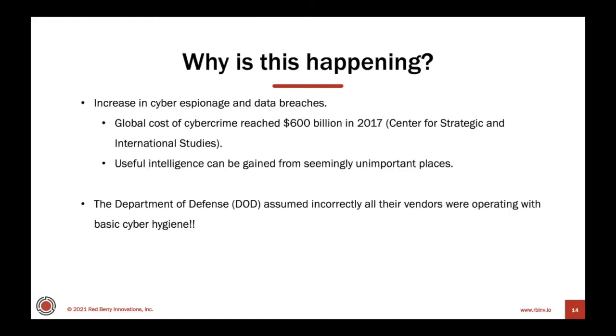So why is this happening? There's been a big increase in cyber espionage and data breaches. Global cost of cybercrime reached $600 billion in 2017. Some useful intelligence can be gained from some seemingly unimportant places. As an example, we'll use something called Joe's Dry Cleaning. Let's say Joe does dry cleaning for the local Air Force base and usually does about 40 to 60 uniforms a week under a contract with DoD.